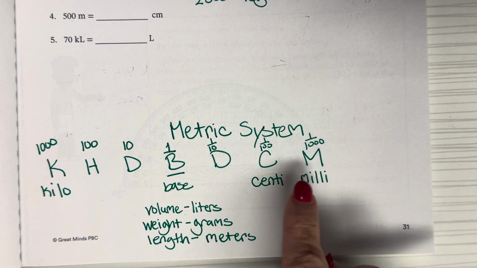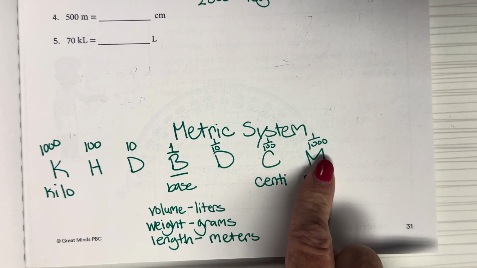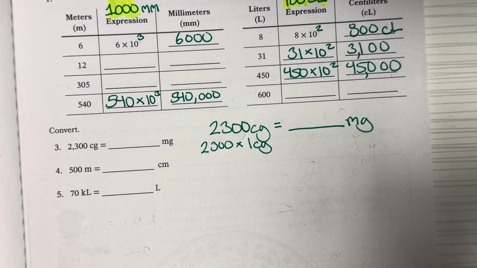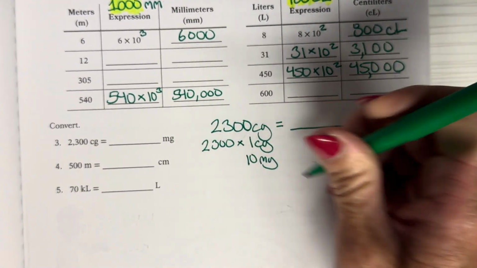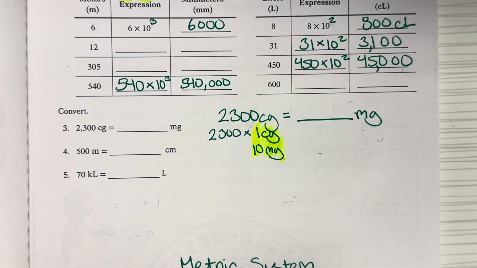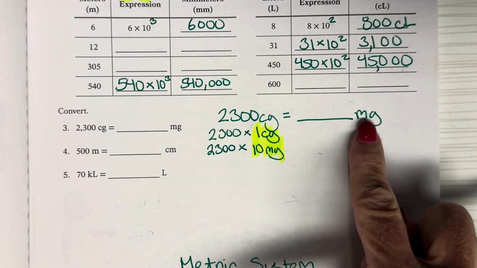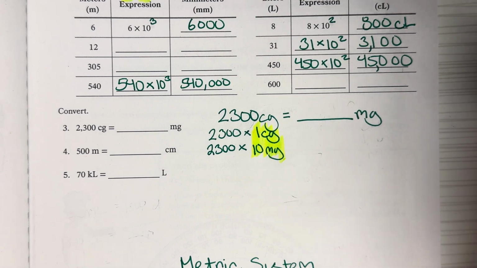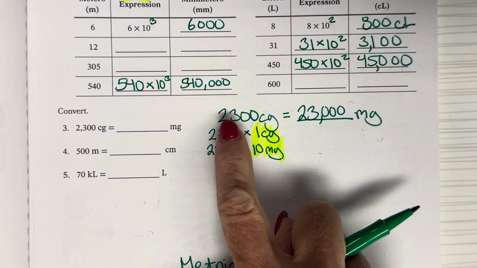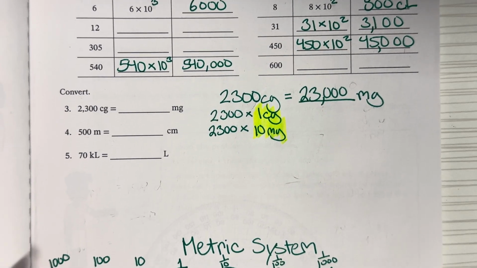It's like the base 10 system. So 1 centigram cut up would give me 10 of these. So I could say 1 centigram is worth 10 milligrams. These are equivalent. So I could multiply this by 10 milligrams and get milligrams. So I'm going to have 2,300 times 10, which would be 23,000. So 2,300 centigrams is worth 23,000 milligrams. Okay, let's do the next one.